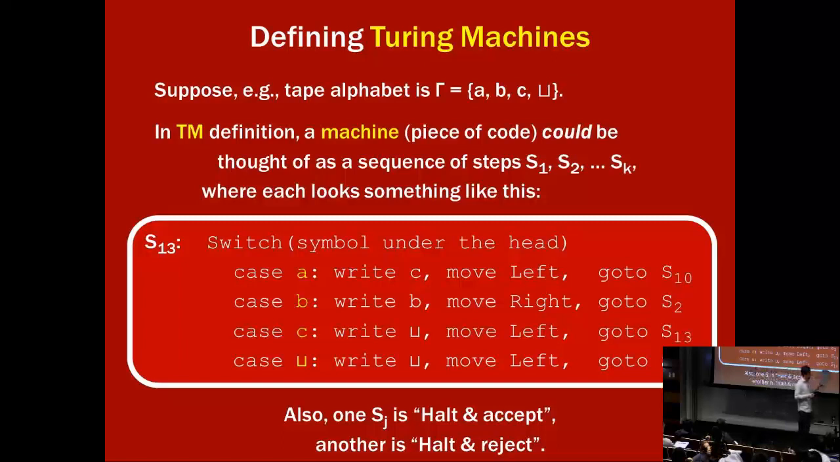It's a little bit complicated, but in some step, like step 13, you do a big switch based on what is currently in the cell where the tape pointer is, where the head is. If it's A, then write C, move the head left, and go to line 10. If it's C, write blank, move left, go to line 13. Okay? Every step looks at what's in the cell, chooses what to write into that cell, which way to move the tape pointer, and what line to go to next. And you should also have two special lines that are just the accept and the reject line.